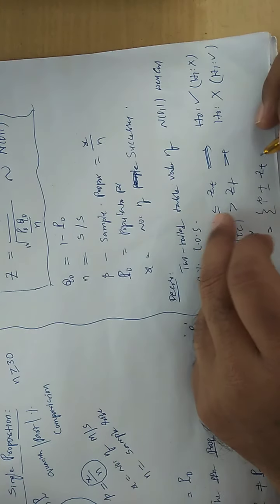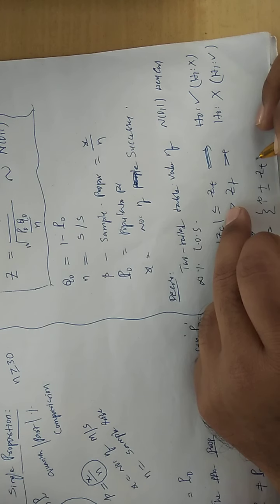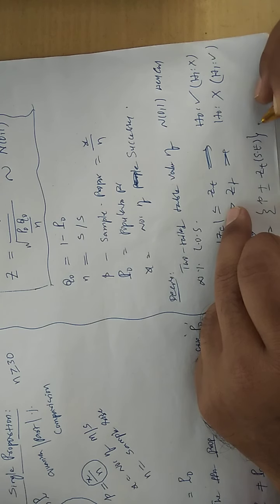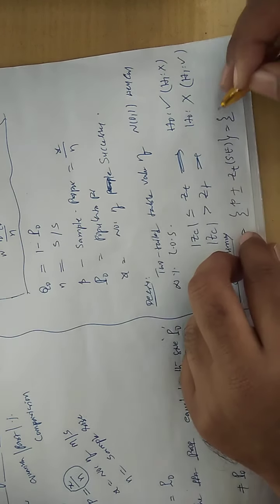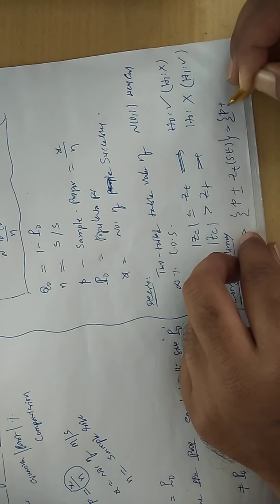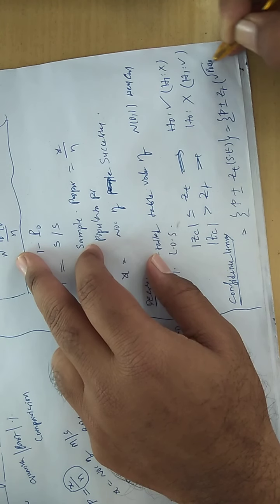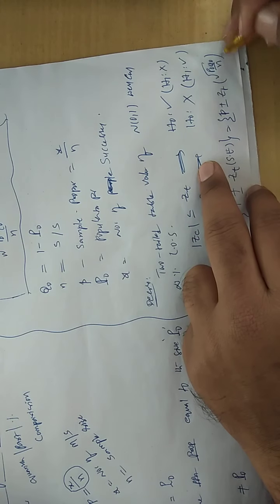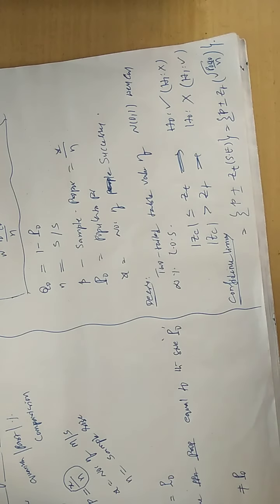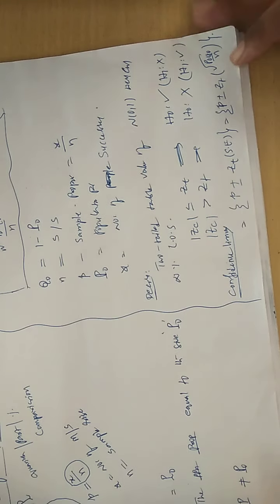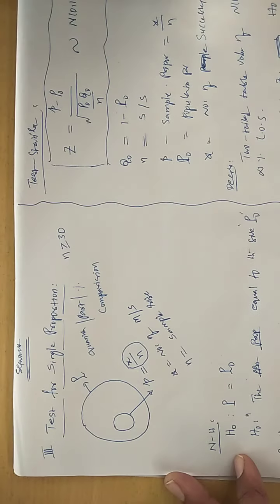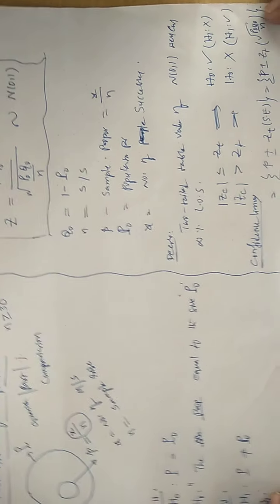denominator term. What is the entire denominator term you are calling? The standard error. Okay. So what is that? Standard error. Strictly speaking, what is the expansion of this? Small p plus or minus ZT into square root of P naught Q naught by n. So this is your fiducial limits or else the confidence limits. Okay. So this procedure is known as test for single proportion.